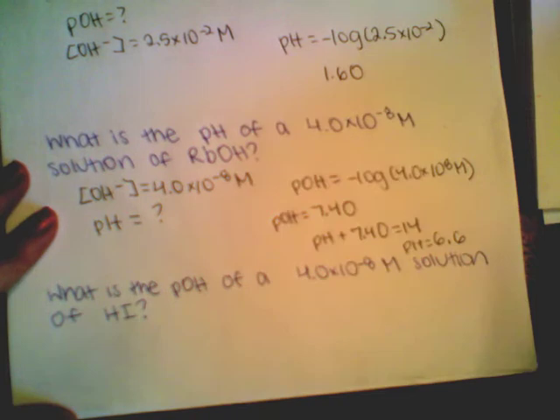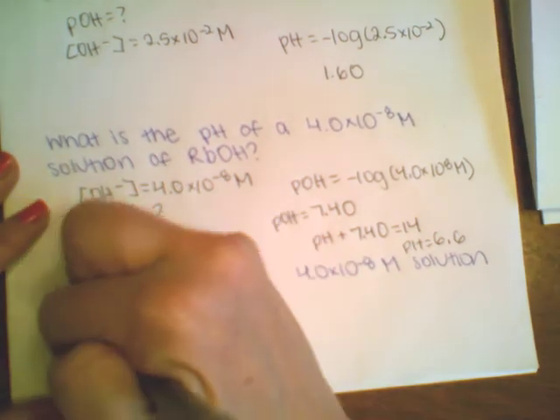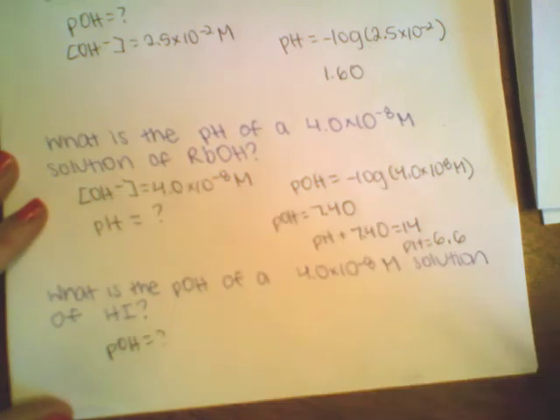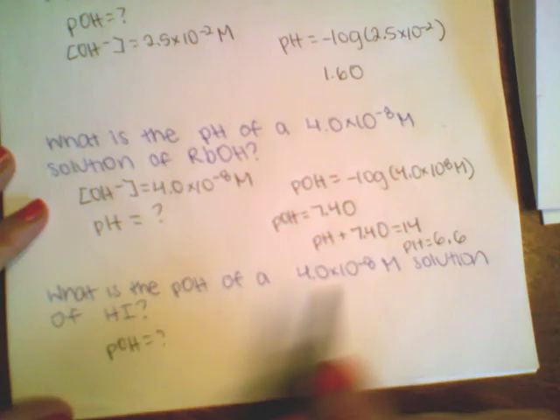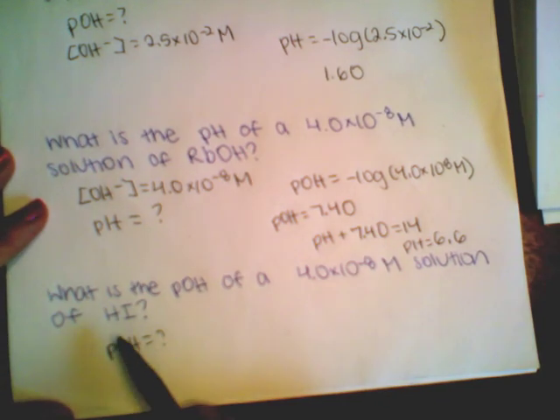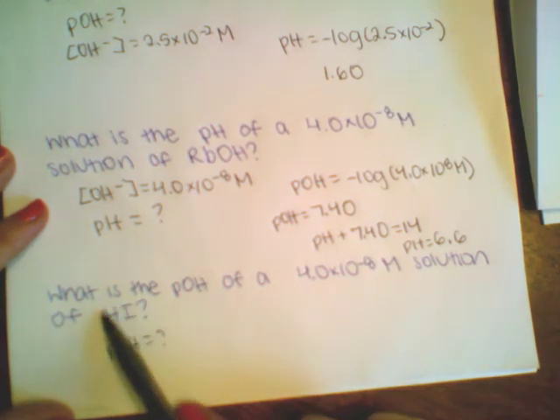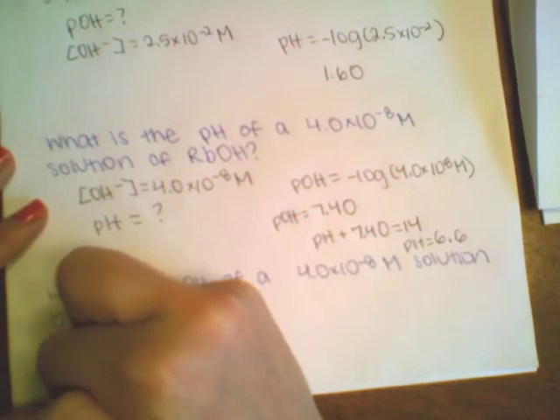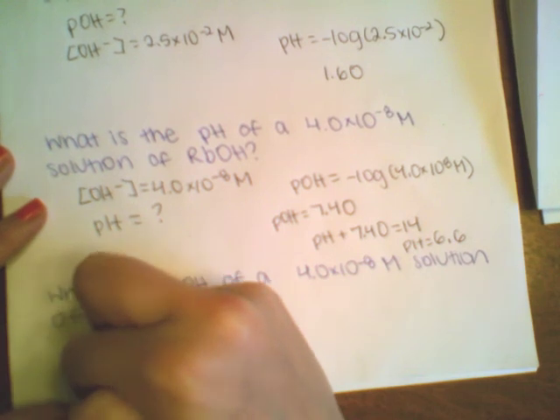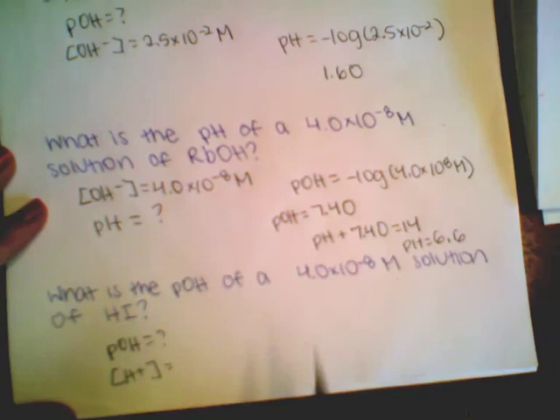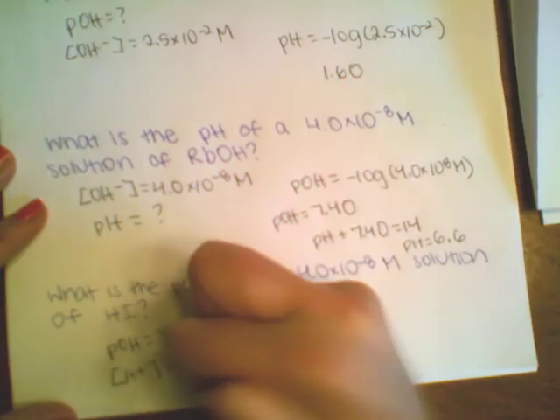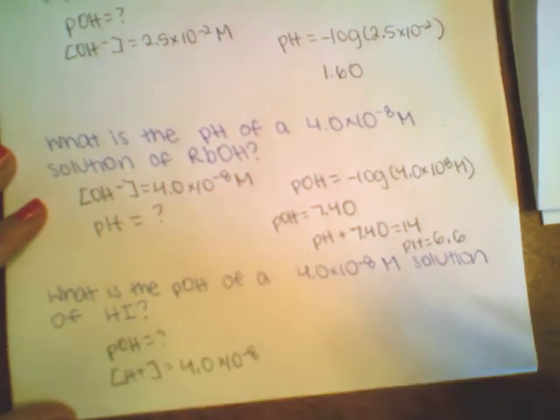All right, next problem. What is the pOH, so we're looking for pOH in this scenario, of a 4.0 times 10 to the negative 8 molar solution of HI? Okay, so we have hydroiodic acid. If we put this in solution, it's going to break up into hydrogen ions and iodine. So it gives up hydrogen in solution. That makes it an acid. So that means we have the concentration of hydrogen. We have a concentration of a strong acid, and that will also be the concentration of hydrogen ion: 4.0 times 10 to the negative 8.